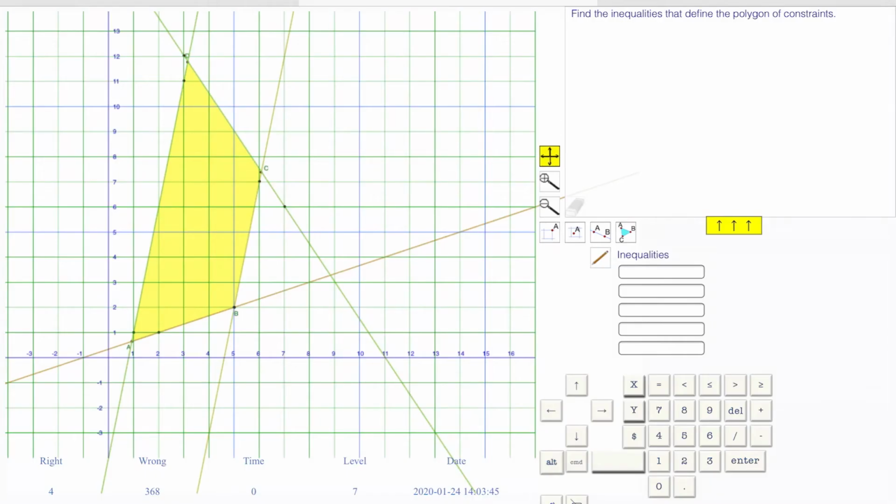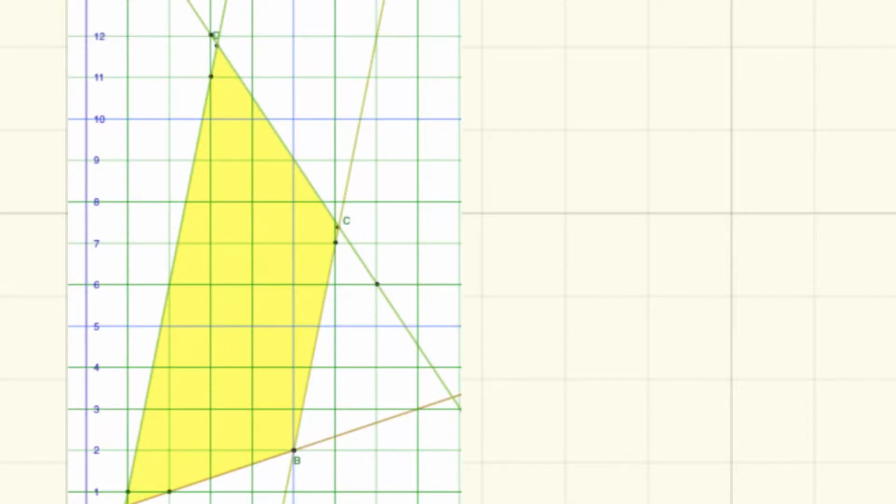Here's a level 7 type question. Find the inequalities that define the polygon of constraints. I'm looking at this line right here. I'm going to find some points. That point is a good point, and this is a good point.